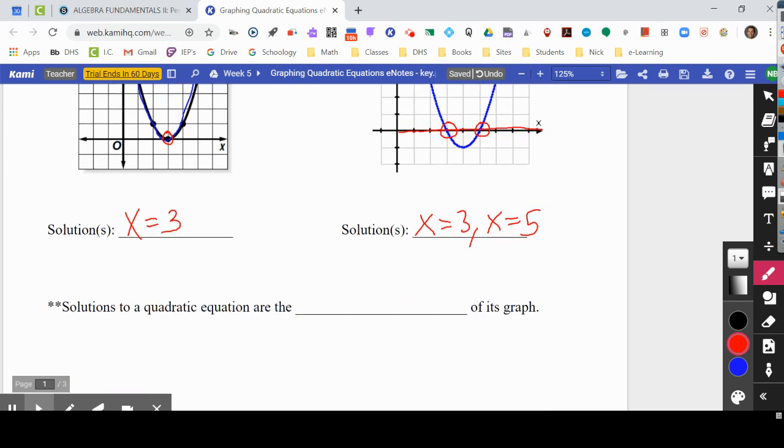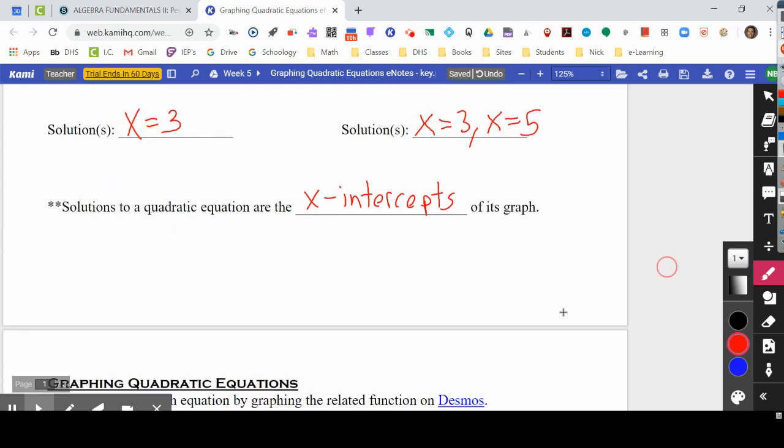All right, so solutions to a quadratic equation are the x-intercepts of its graph. Where does it cross that x-axis? Those are going to be my solutions.